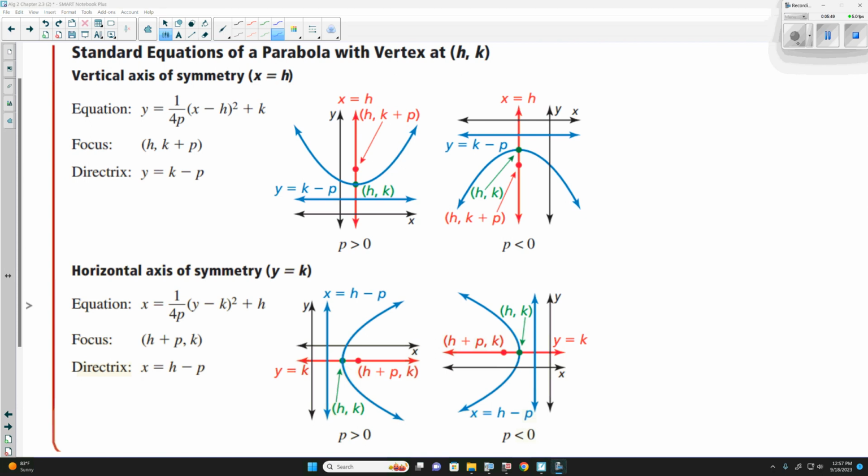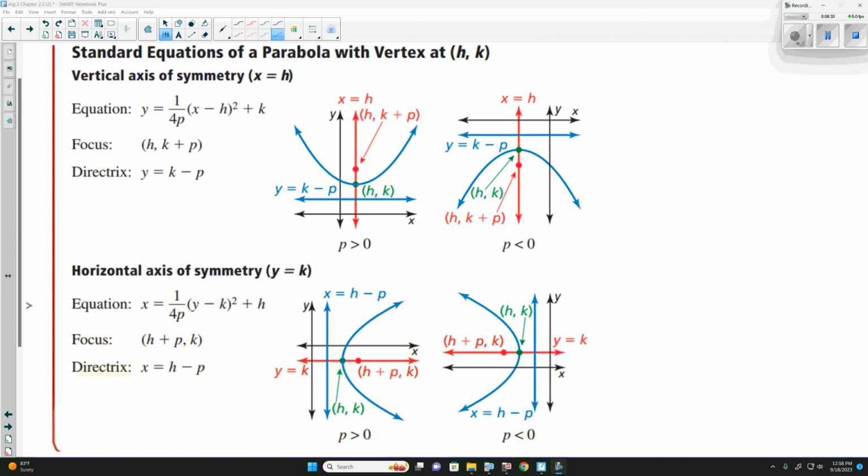Now, what we're looking at today are two more forms of quadratic equations. One of them, the first one, is y equals 1 over 4p, parentheses, x minus h squared plus k. Now, for this here, the vertex is the point h comma k. The axis of symmetry is the equation x is equal to h.